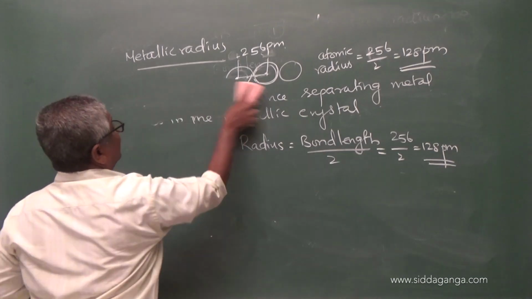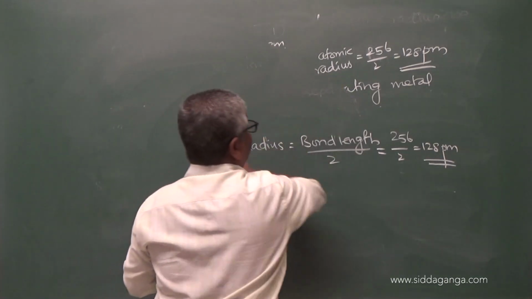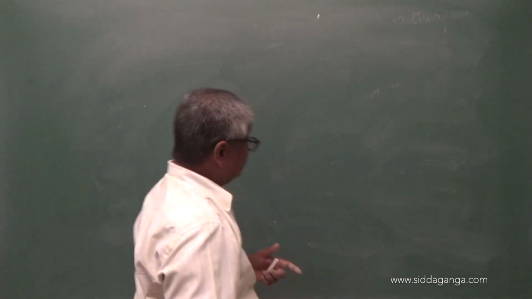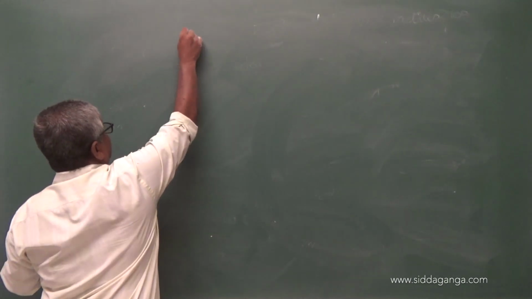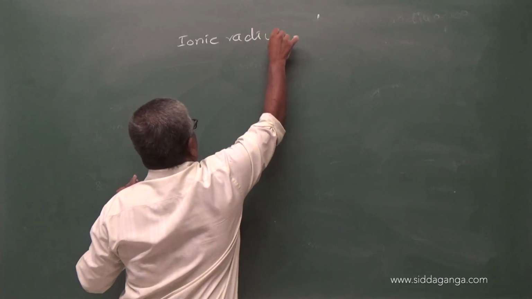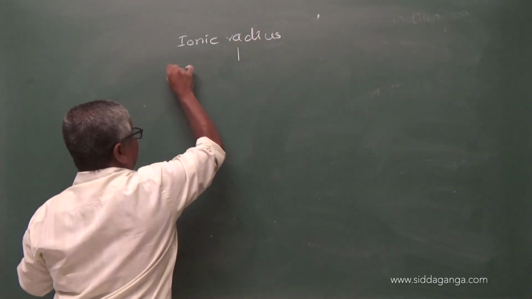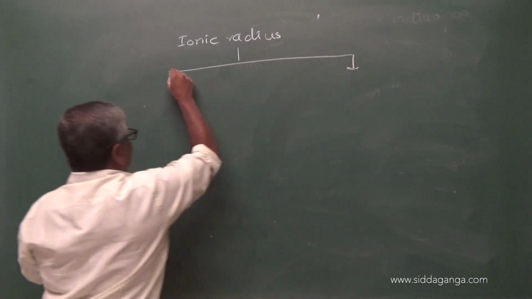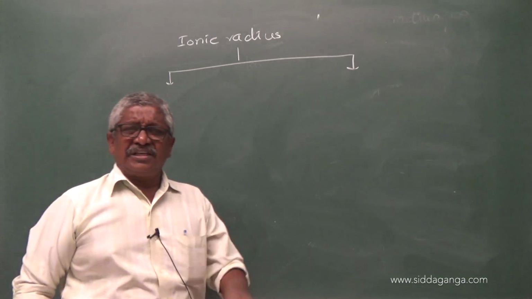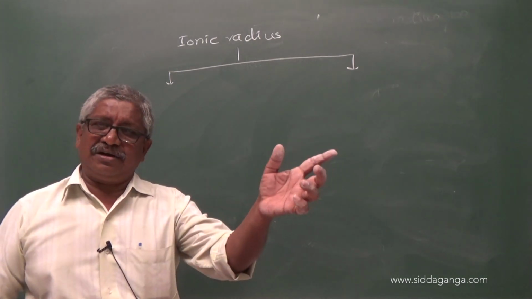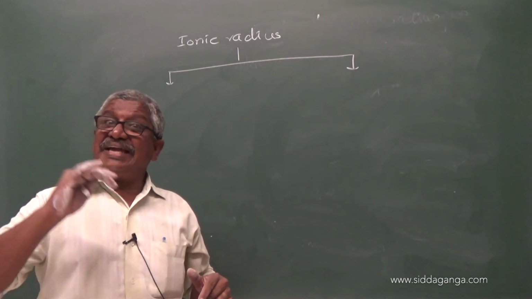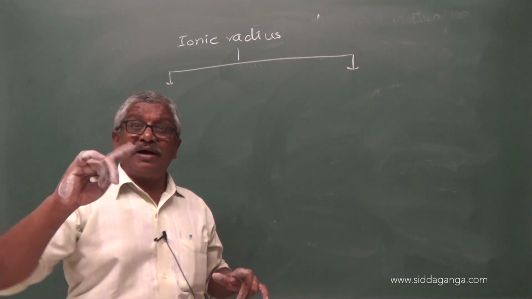Now the next is ionic radius. Two types are available. When an atom becomes an ion, if the atom loses an electron, it will become a cation. If the atom gains an electron, it will become an anion.